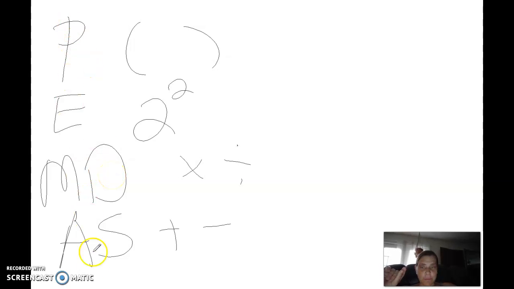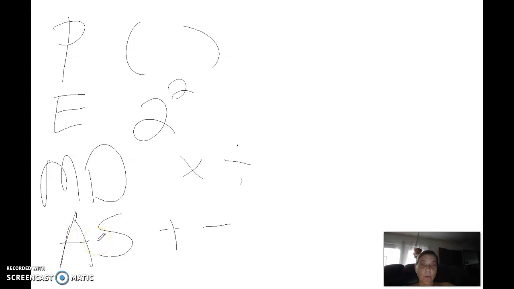So when I write the word PEMDAS, I like to write the MD side by side and the AS side by side, because the multiplication and division occur at the same time as you're reading from left to right, and the addition and the subtraction occur at the same time as you read from left to right. So that's PEMDAS. And one thing about PEMDAS that I want to point out is the E for exponents.